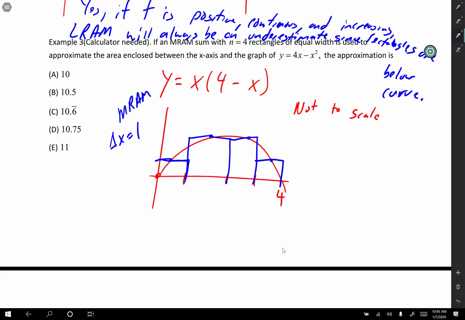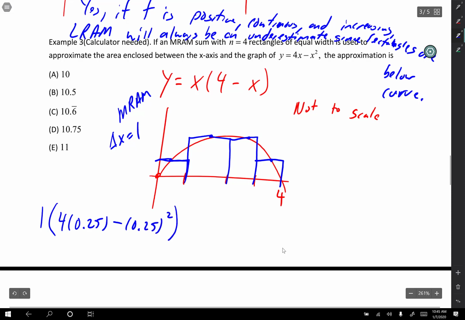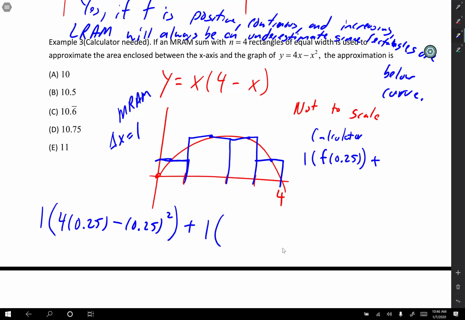Here's how I'm going to calculate. I have a calculator, guys. I'm going to go 1 times, let's see, what x value did I use? 0.25. So I'm going to write 4 times 0.25 minus 0.25 squared. I'm not going to do all that, that's too cumbersome. Just do it with a calculator. So like this, 1 times f of 0.25. Where does the 1 come from? Width times height. The width is 1 for all of them.